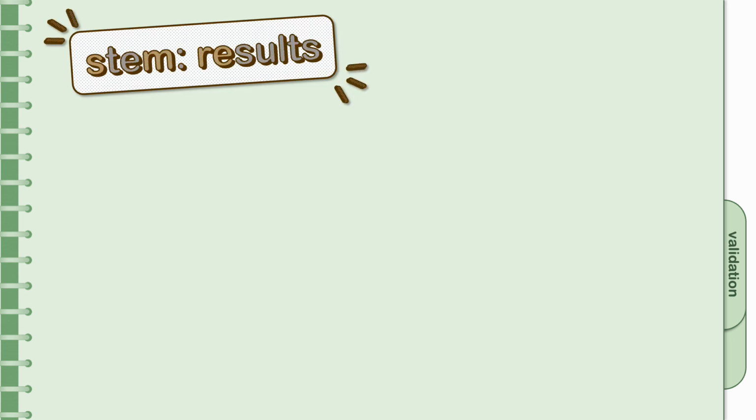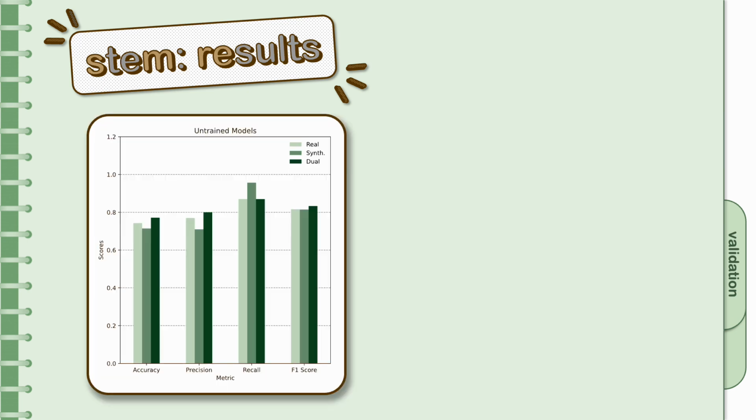So these are the results we got, and I'm going to do it first in terms of STEM and then in terms of the twig data sets. So for the STEM results, for the untrained models, we saw that there was a significant increase from the real model, so the light green, to the dual model, the dark green, for accuracy and precision. However, recall remained the same, but for F1 score, it also increased slightly. So these are promising results.